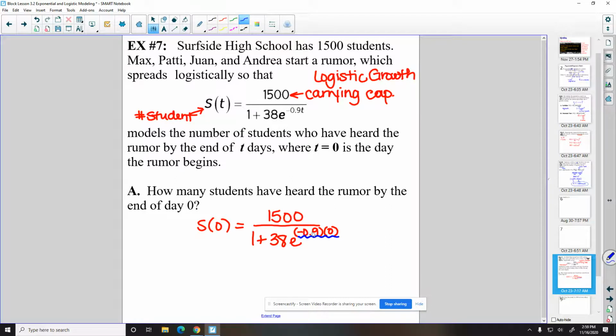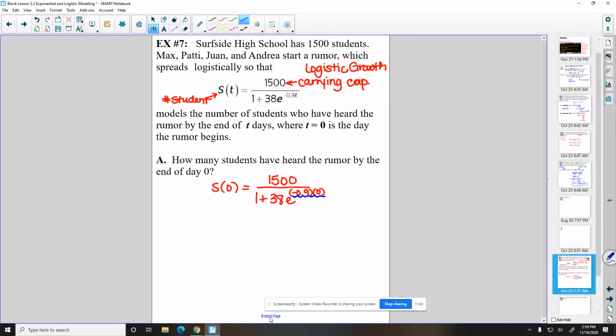So let's start small. What happens if I take a number and multiply by 0? You get 0. So you're going to have 1,500 over 1 plus 38 times e, remember e is just like 2.718, it just means it's a number. All right, and then let's go back to something small. What's e to the 0 power? What's anything to the 0 power? That should equal 1. So I can simplify this a whole bunch now because I know that this whole exponential thing is just 1. So that's 38 times 1, which is 38, plus 1 makes the whole bottom 39.